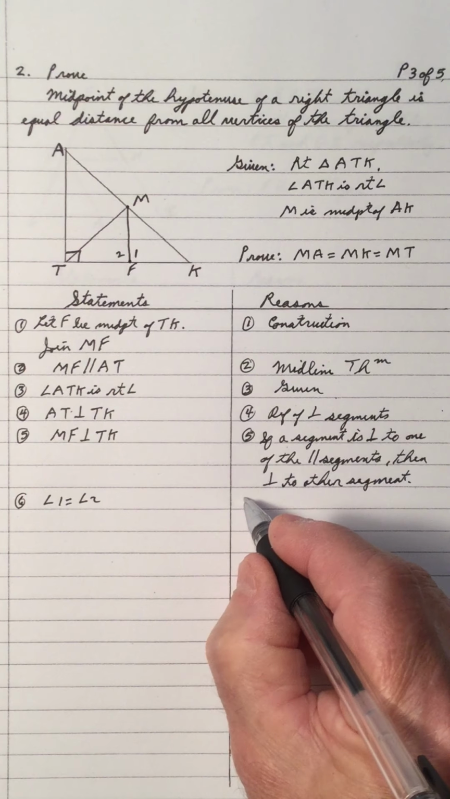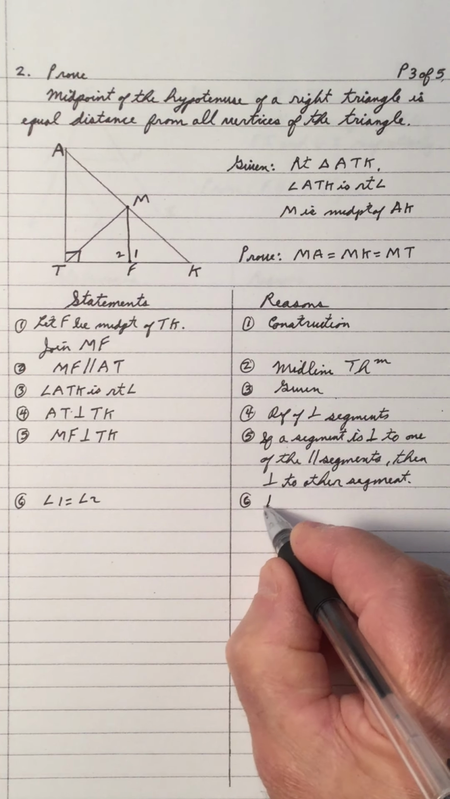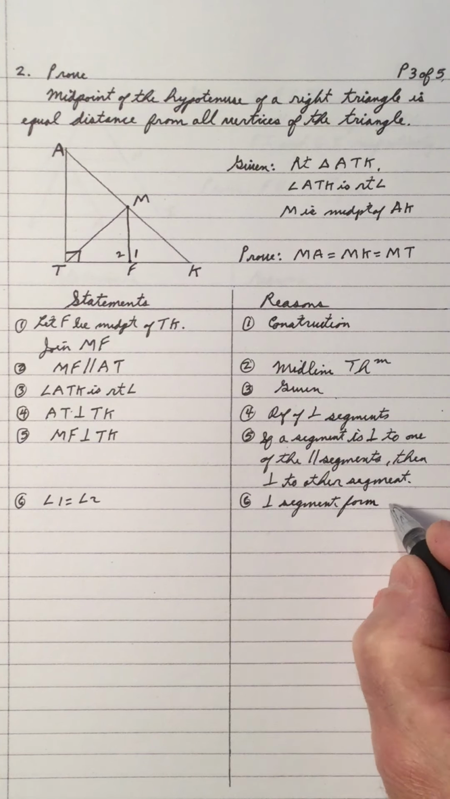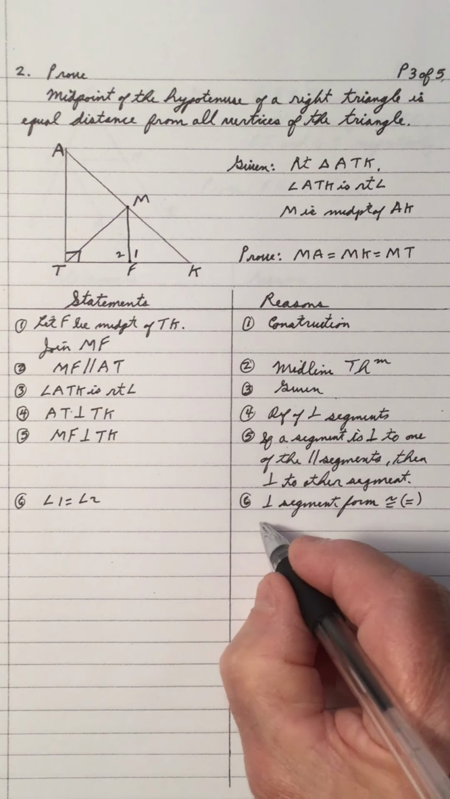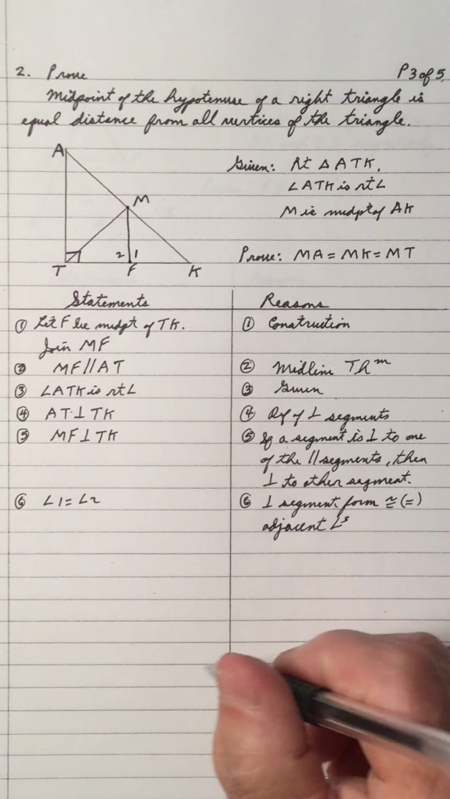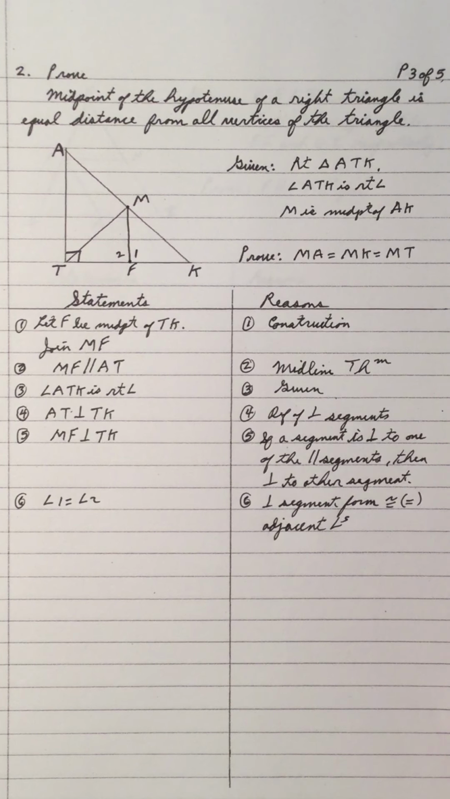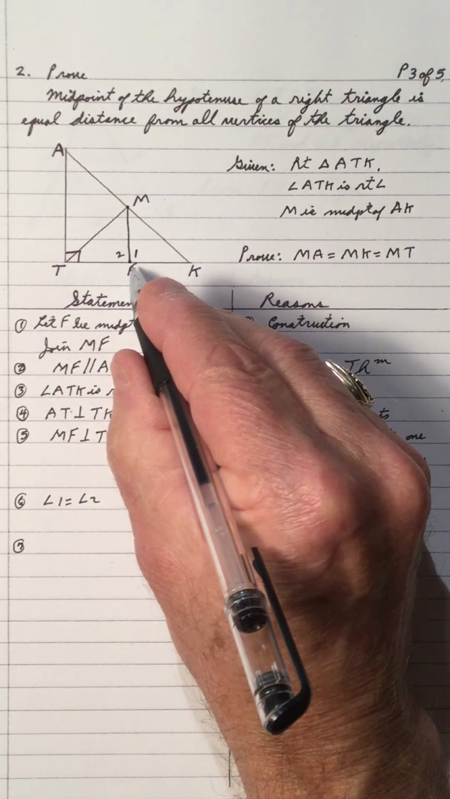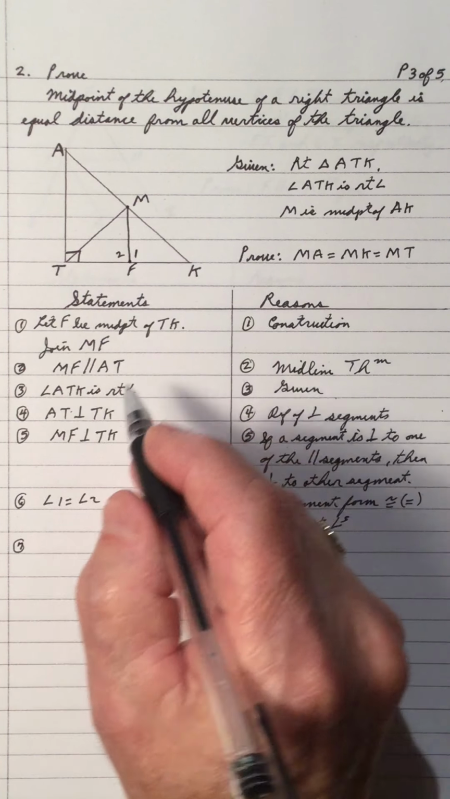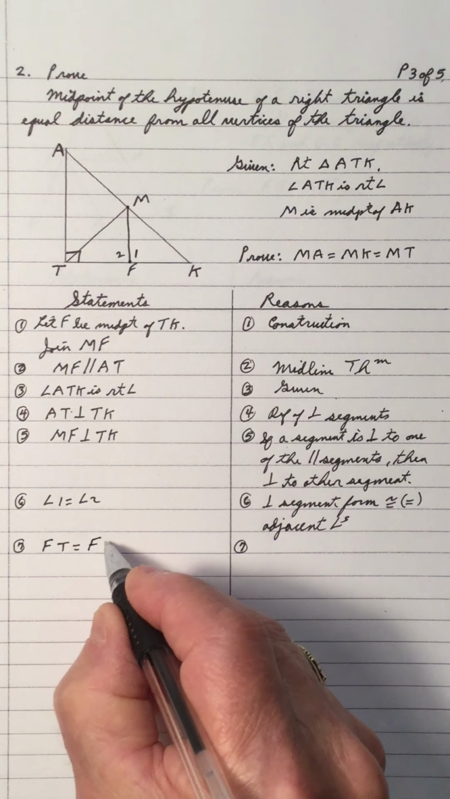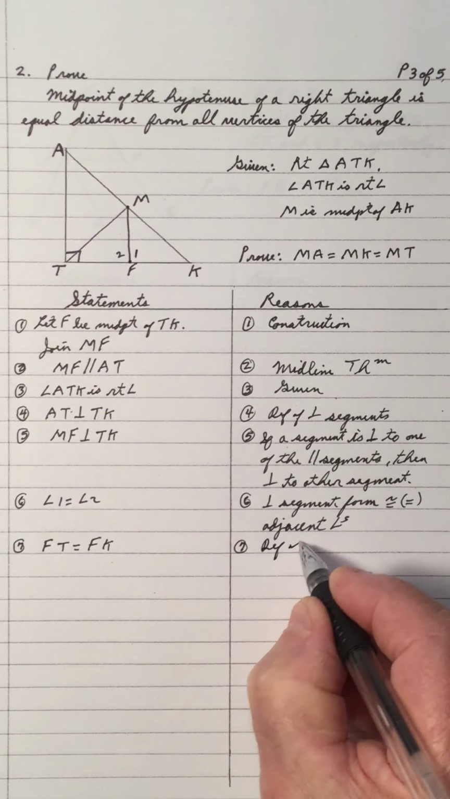They're perpendicular. So the reason is that perpendicular segments form congruent or equal adjacent angles. Again, that proof is done in congruent triangles. The unit on congruent triangles is extremely important to have done first, as you're seeing. So we have F is a midpoint. So that means that we said that F was the midpoint. That means that FT is equal to FK, by definition of a midpoint.